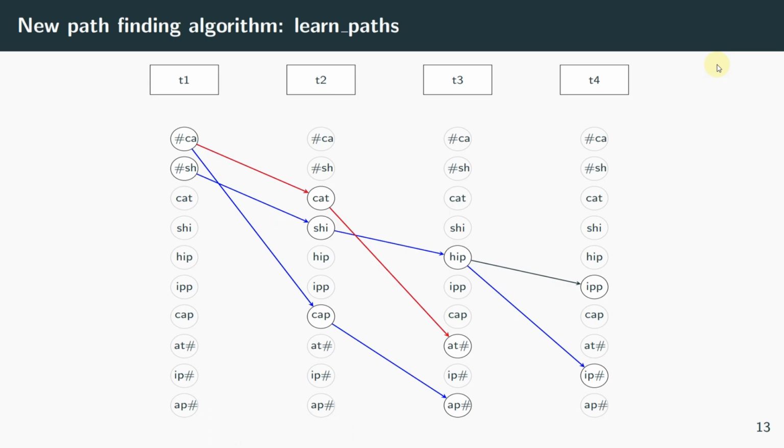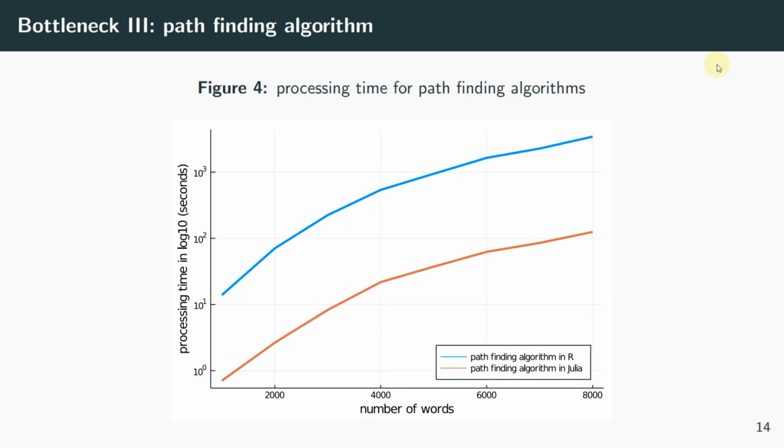Compared to the old algorithm, our new algorithm restricts trigrams in each time step. Therefore, we don't have paths that increase exponentially. This graph shows the processing time for those two algorithms. The process used to take almost 1 hour, but now it only takes within 2 minutes.